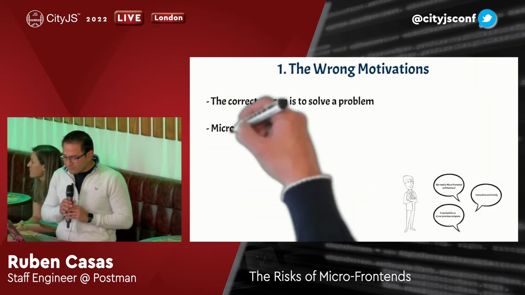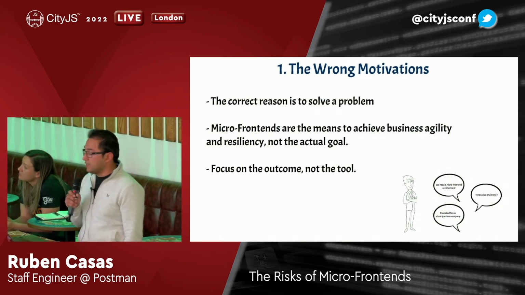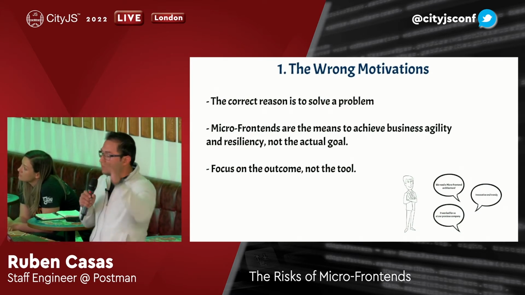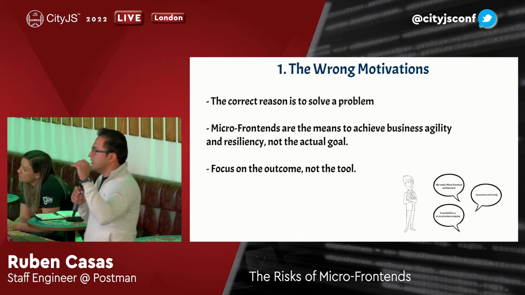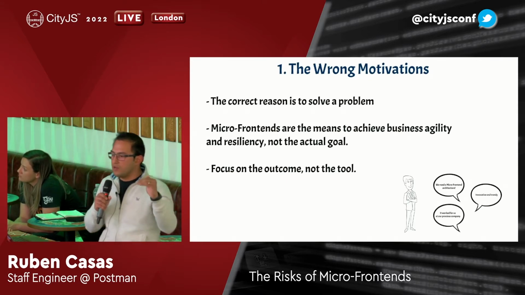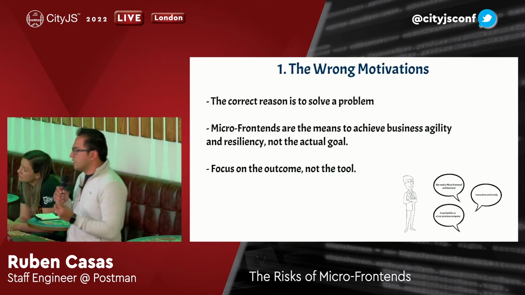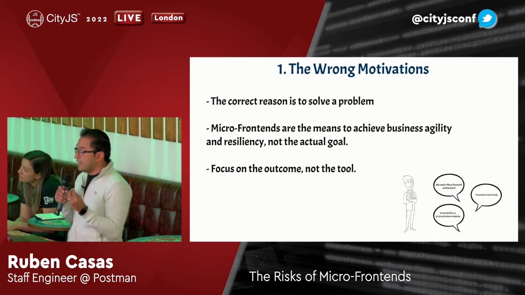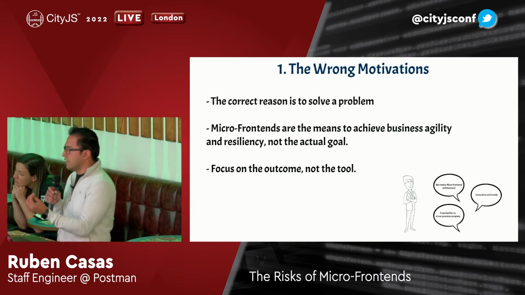First of all, the wrong motivations. I think you probably heard this before, but the fact, and this is a true story, that someone from the top told Bob, this is what we have to do, and the reason was because it's trendy or because it's brand new. That is the wrong motivation, because we are trying to solve a problem. That is the correct reason to implement micro-frontends. If you have a problem, try to solve it with the technology.